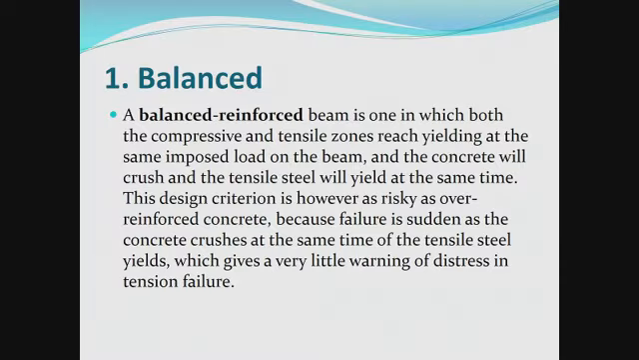The first type of failure is a balanced reinforced beam, which is one in which both the compressive and tensile zone reach yielding at the same imposed load on the beam, and the concrete will crush and the tensile steel will yield at the same time. This design criterion is, however, as risky as over-reinforced concrete because failure is sudden, as the concrete crushes at the same time the tensile steel yields, which gives very little warning of distress in tension failure.